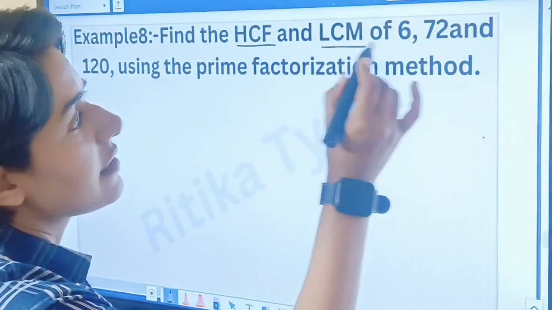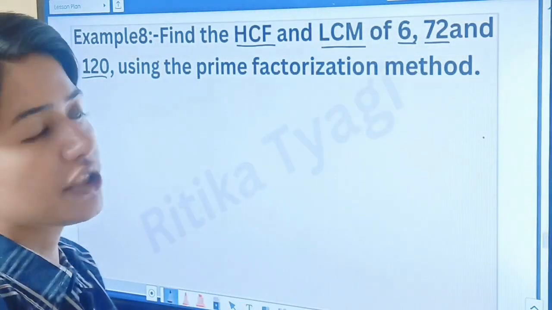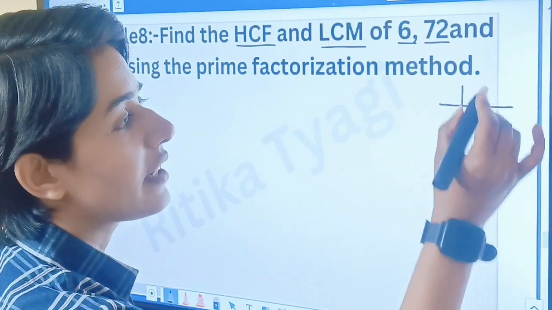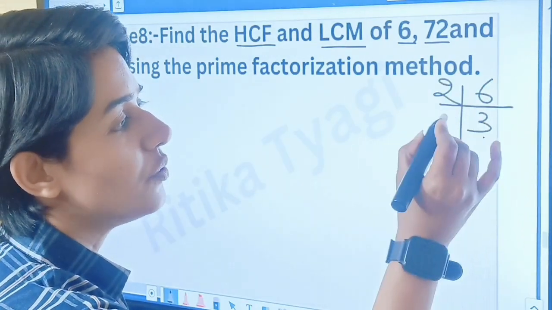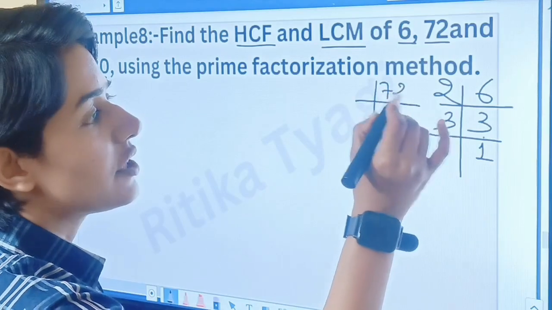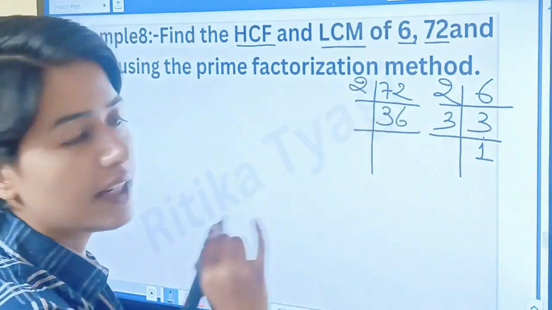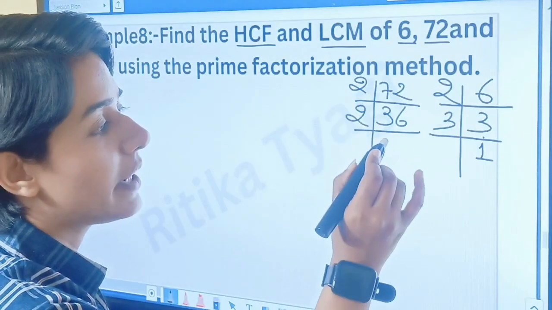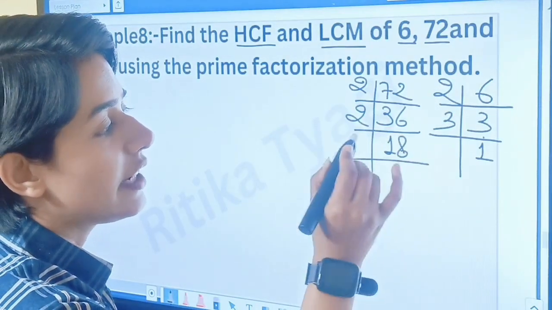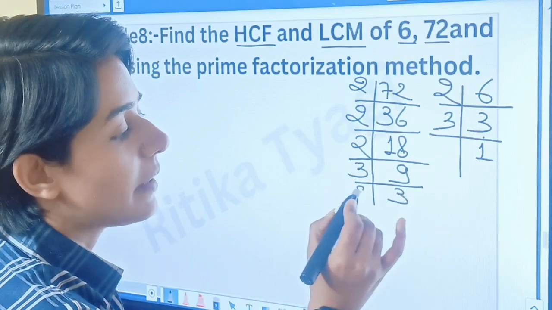Solving example 8. Find the SCF and LCM of 6, 72 and 120 using prime factorization method. So we have to factorize 6, we get 2 multiply 3. Now we have to factorize 72. 72 is an even number. Divisible by 2 we get 36. 36 also even number. Divisible by 2 we get 18. 18 is also even number. Divisible by 2 we get 9. 9 is divisible by 3.